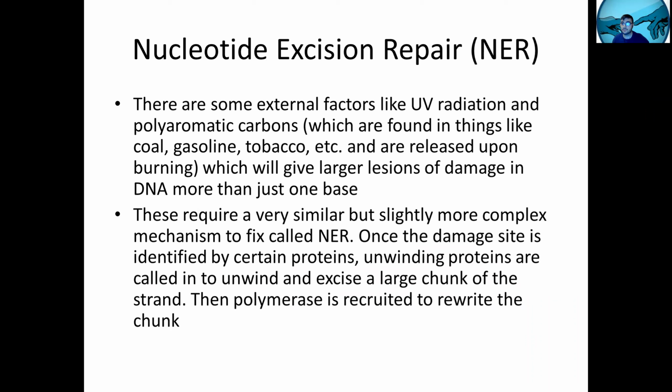Next up is another process called nucleotide excision repair, or NER. There are some external factors like UV radiation or polyaromatic carbons, which are found in things like coal, gasoline, and tobacco. They're released upon burning these substances. That's why people who work with a lot of coal, especially near burning of coal, or people who are chronic smokers of tobacco, end up getting cancer much more often, because when you burn these things you release a lot of these polyaromatic carbons into your system.